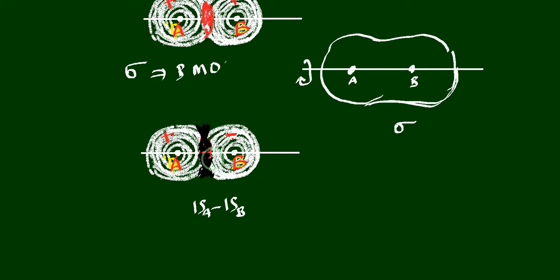Therefore, this is an anti-bonding molecular orbital. Anti-bonding molecular orbital. Okay. And now you can look at this molecular orbital.